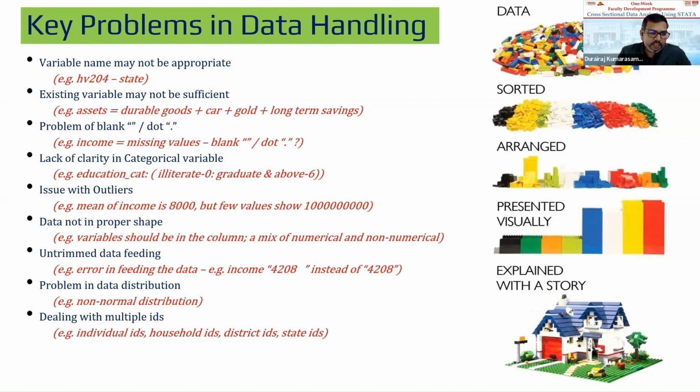Then again, data in a proper shape. When you download the data, the data are not necessarily always available as per your requirement. For example, all the variables should be in columns to handle the data, but instead of in a column, they are given in a row. That means you need to do a data transformation.